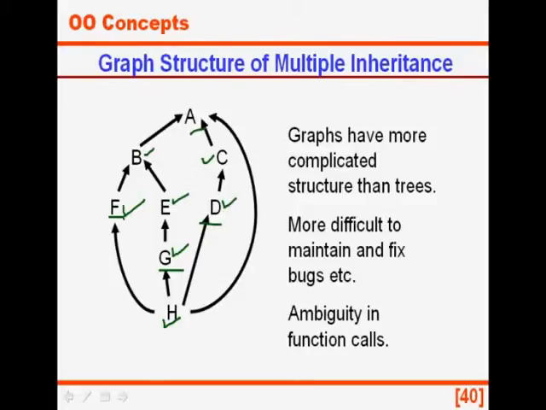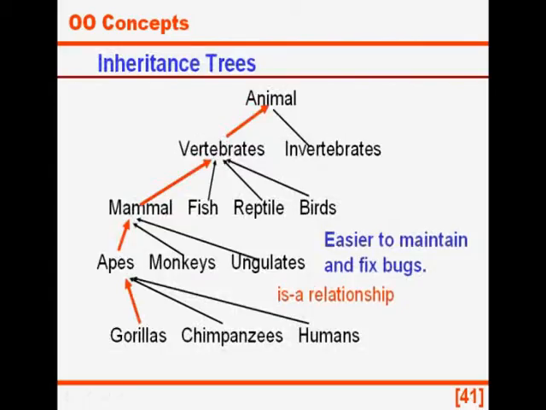Now, the structure of a graph is generally more complicated than a tree. This leads to difficulty in maintenance of the code. Suppose there is a bug in the class H. We would have to examine almost all the code of this tree or graph to find the bug. Another problem we get in multiple inheritance is ambiguity in function calls.